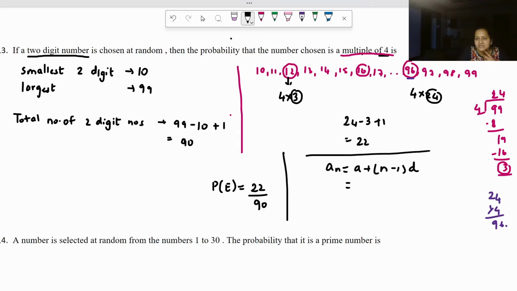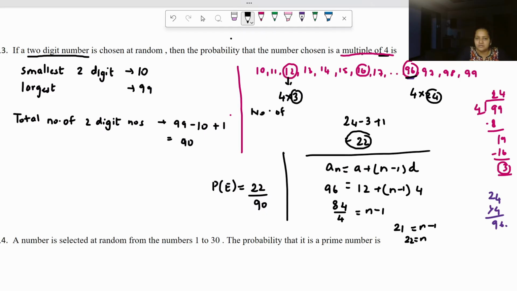Your a_n over here is 96, the biggest one. Your first term is 12 and your common difference is 4. When you simplify this, you're going to get 96 minus 12, that is 84. Multiplication will come down and become division by 4. n minus 1, that is 21, is n minus 1. So n is 22. This is also one way of finding the number of multiples of 4.